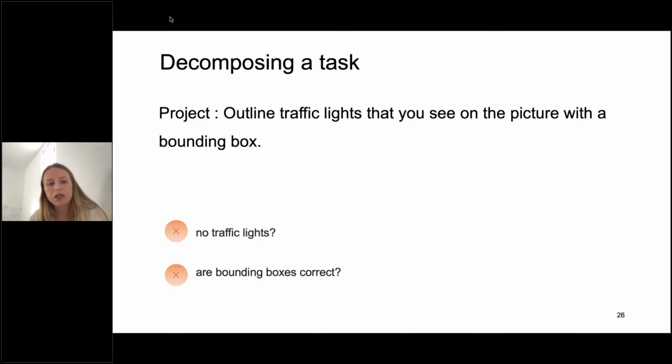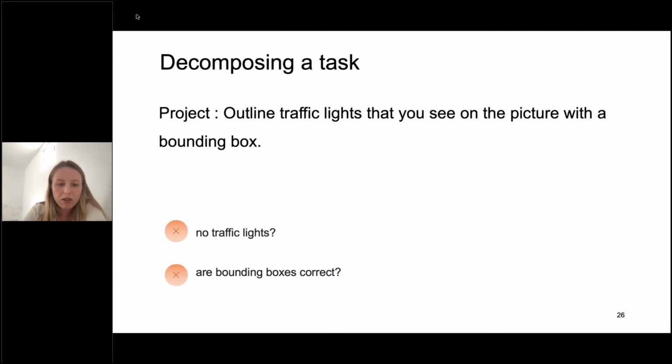So for example, if you just have one project like this, outline traffic lights that you see on the picture, what would you do with pictures that have no traffic lights? If you give those pictures to people to label, basically you are wasting money, because if there are no traffic lights, they still have to focus on finding them, but there is nothing to be labeled. And another problem here is, how do you know if the bounding boxes they have drawn are correct?